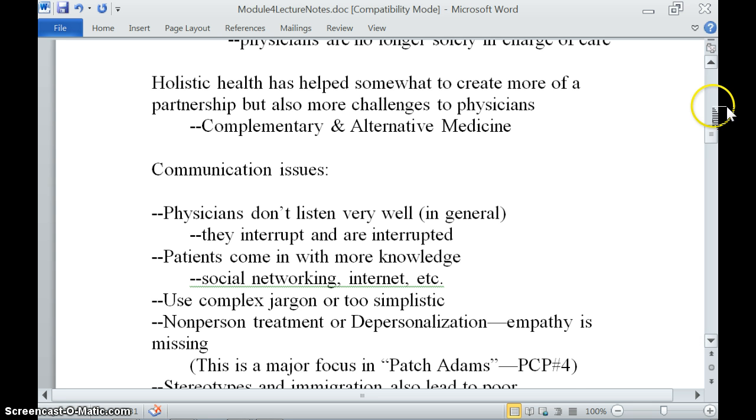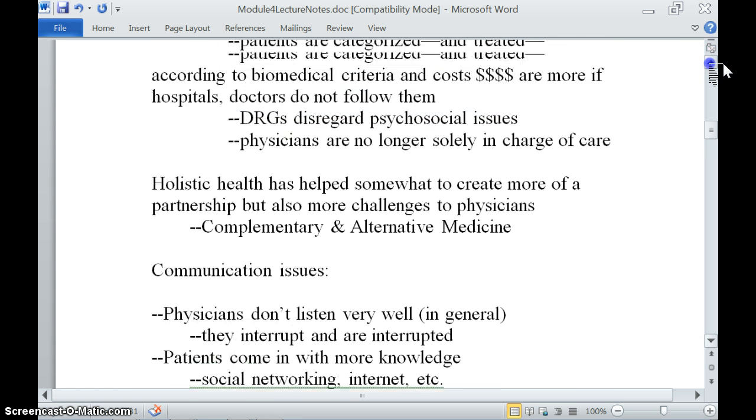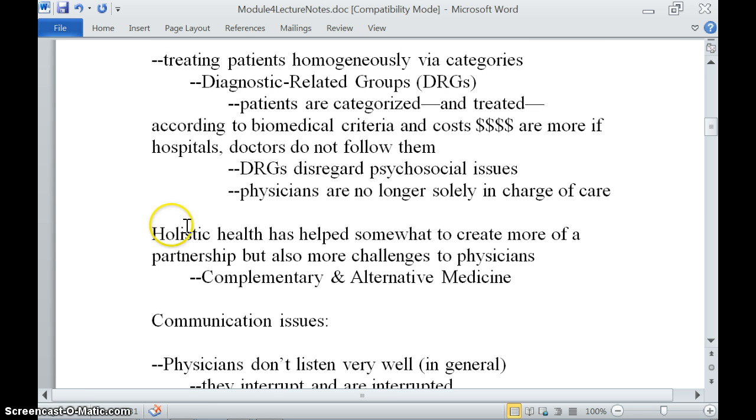So holistic health has helped somewhat. There have been some good trends in terms of holistic health helping to create more of a partnership between doctor, patient, healthcare professional, client, but also more challenges, because think about it. People are armed with information now because of the internet. WebMD or all of these sites have information about various conditions and symptoms and self-diagnosis and, you know, do we take this herbal medicine compared to traditional prescription drugs, right?